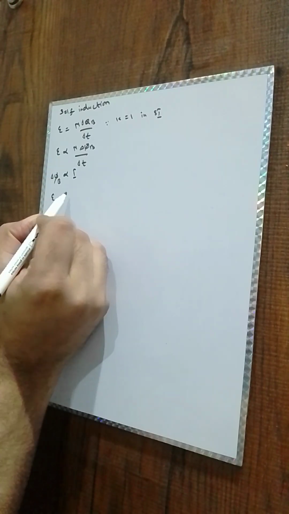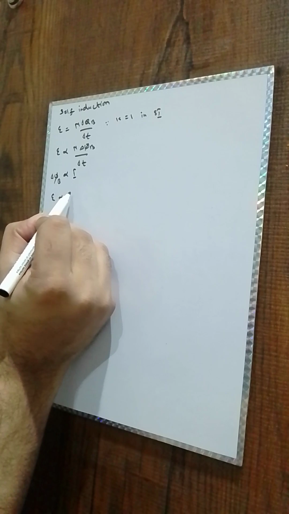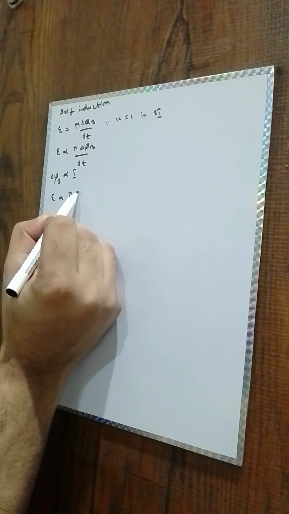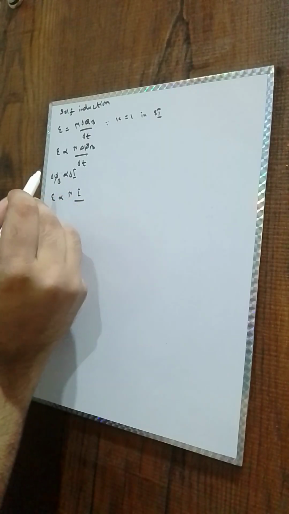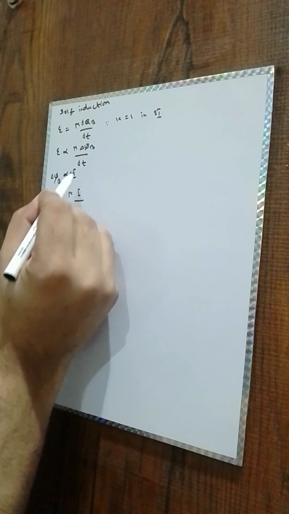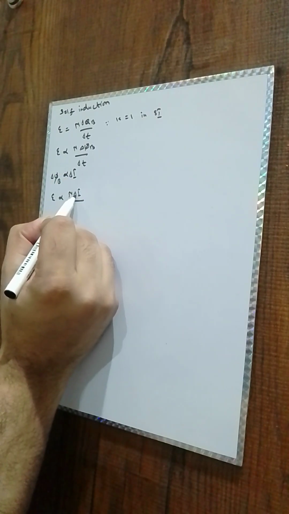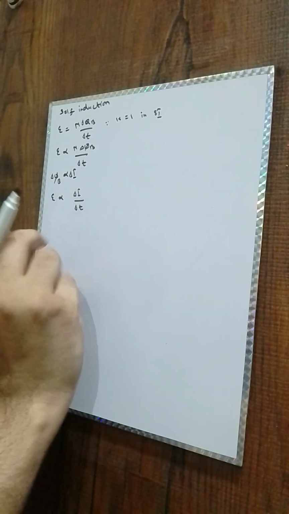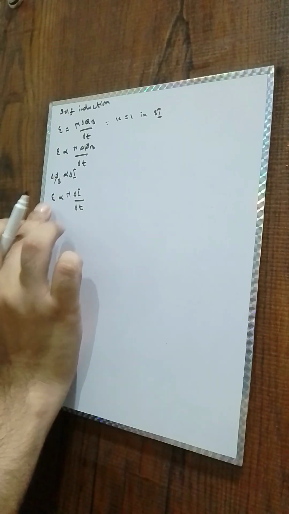So E is directly proportional to N I by the change in current. Actually, the change in field is directly proportional to change in current, and then in the above proportion, delta I by delta T times N is proportional to E.